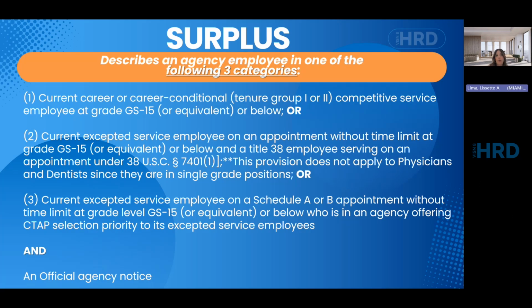And the last circumstance is a current accepted service employee on a Schedule A or Schedule B appointment, again with those same requirements, and who is in an agency that is offering CTAP selection to that accepted service employee. So one of those three conditions, and in addition, an agency official notice. This notice could be a certificate of expected separation, which we call a CES, an agency certification that notifies the employee that they are considered surplus, or notice that the position is being abolished. So it could be any of those circumstances.